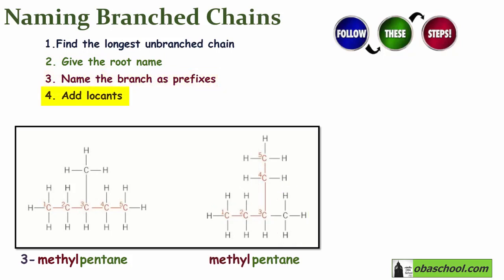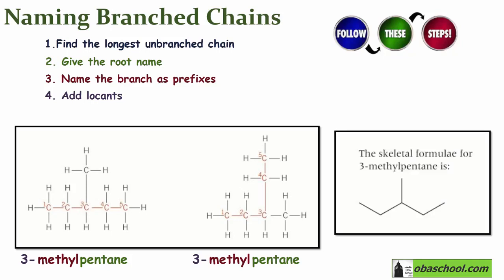Let's find the locant. 1, 2, 3, 4, and 5, or 1, 2, 3, 4, and 5. So again, we have the same locant, which is a 3. So this is 3-methylpentane. So please pay attention when identifying the longest unbranched chain.